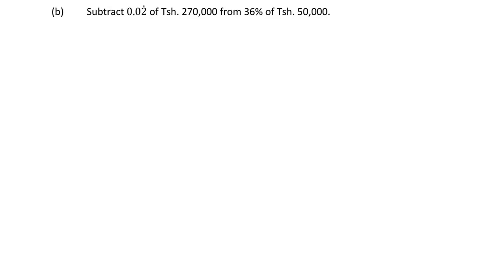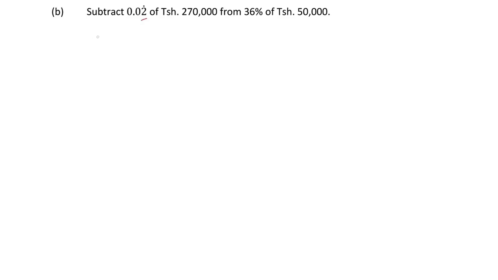Moving on to part B of the question, we are supposed to subtract 0.02 dot of Tanzania shillings 270,000 from 36% of Tanzania shillings 50,000. Okay, so for this one, we can see that this number 2 from this decimal is the repeating decimal. So first we are going to convert the repeating decimal into a fraction.